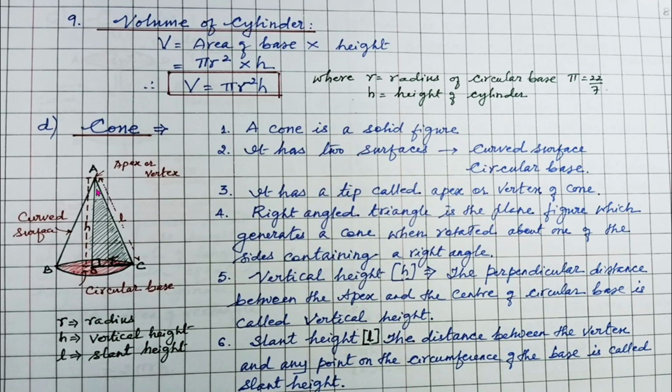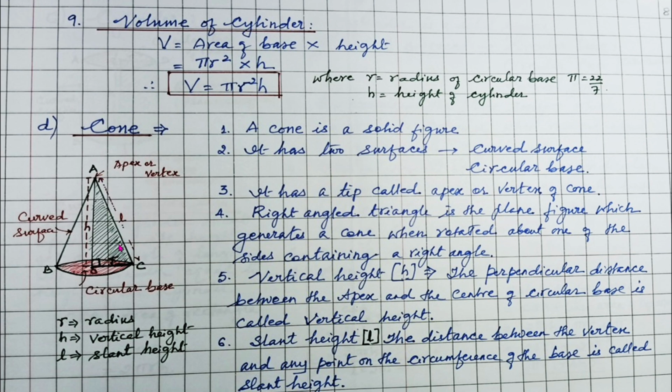Now a cone has two heights, the vertical height and the slant height. The vertical height is the distance from the apex to the center of the circular base, and the slant height is the distance from the apex to any point on the circumference of the circular base. The vertical height is represented by h and the slant height is represented by L.